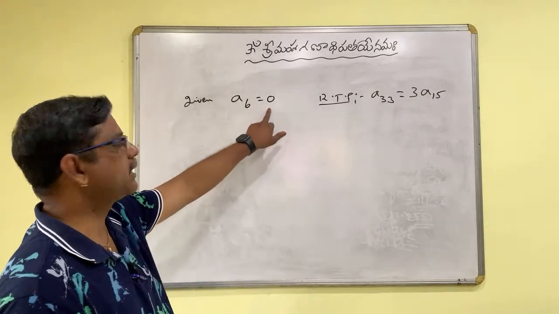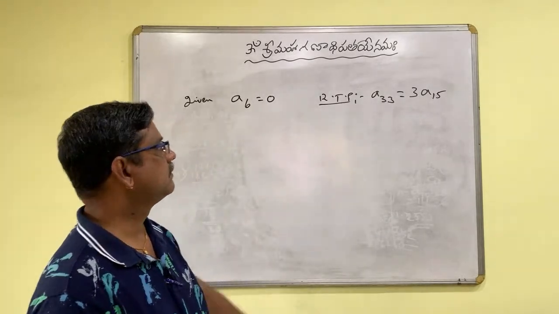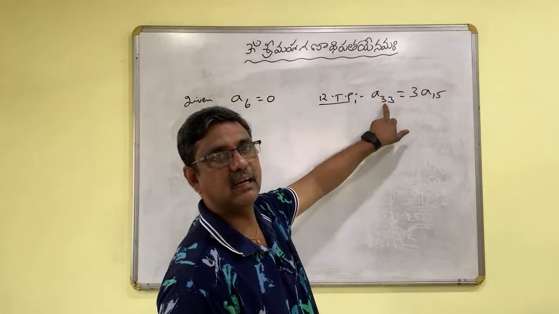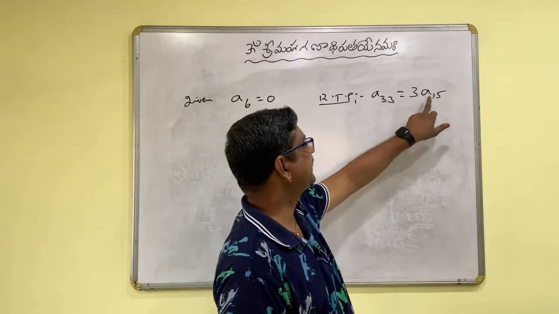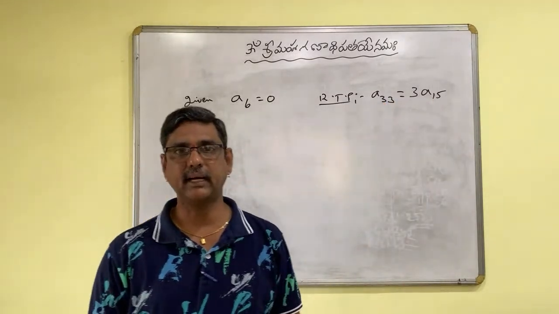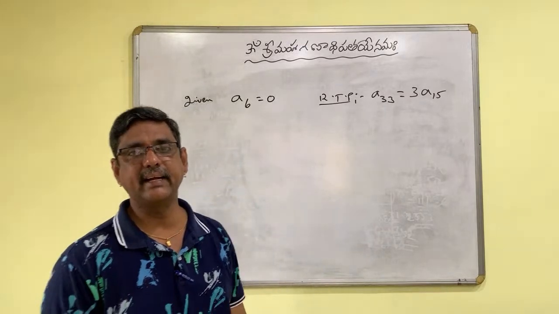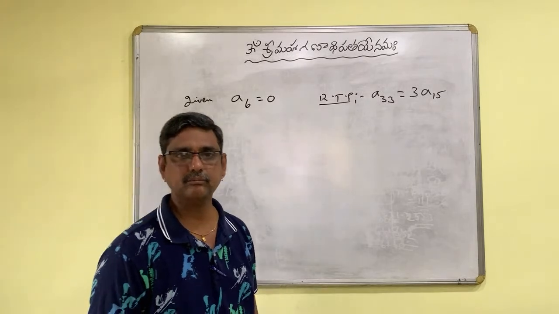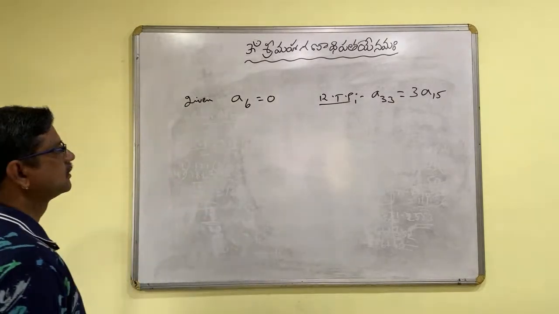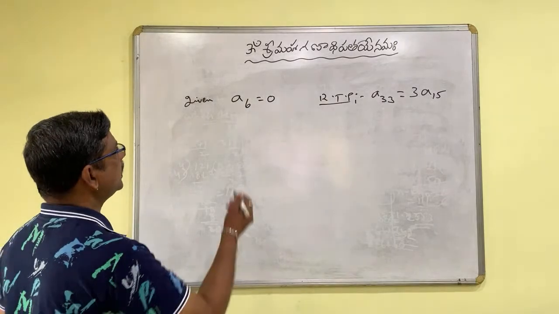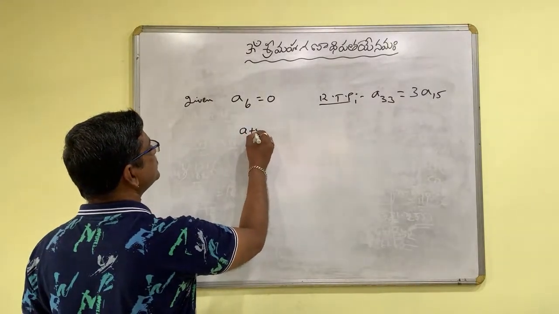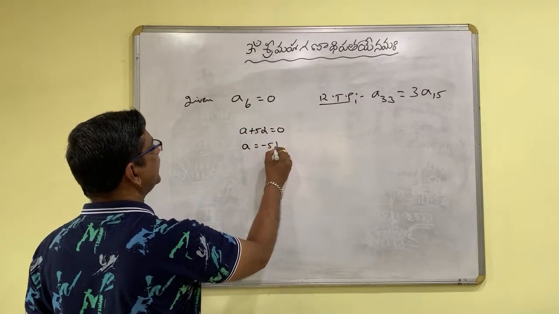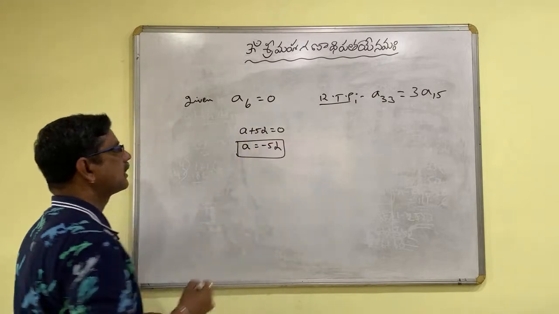Given the sixth term of an AP is 0, we need to prove that the 33rd term is 3 times the 15th term. That is what you have to prove. The sixth term is given as 0. That means A plus 5D is 0. Then A is equal to negative 5D. Keep this aside.